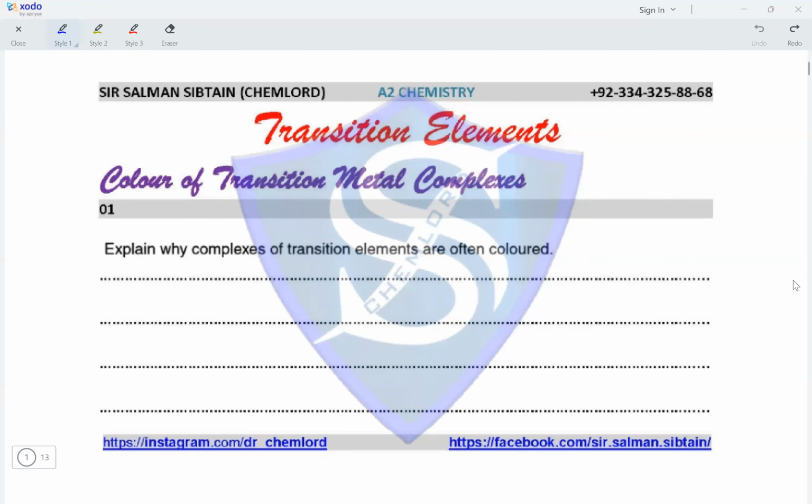Hi guys, this is A2 Chemistry, Transition Elements, and we are looking at color of transition metal complexes. Question 1. Explain why complexes of transition elements are often colored.